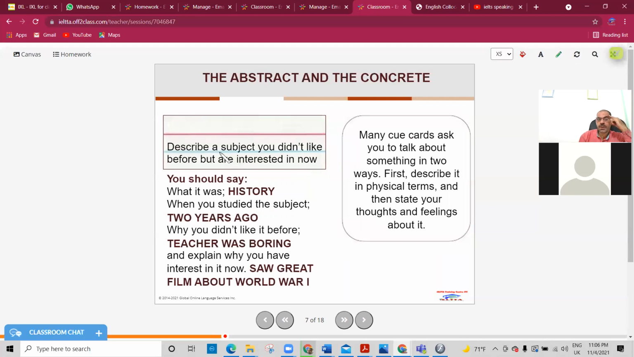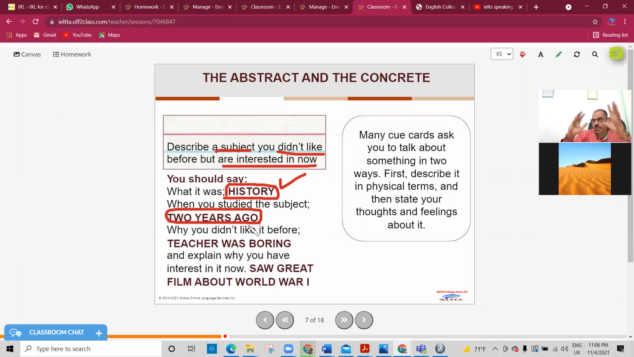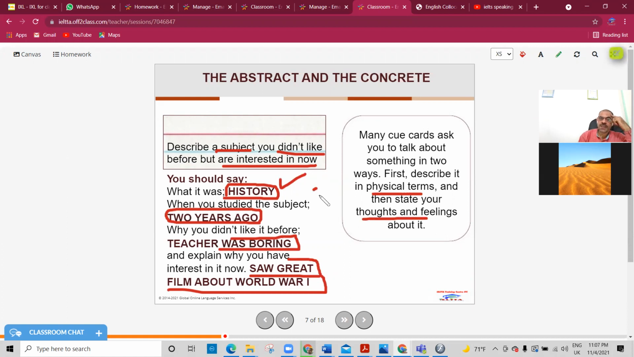Next cue card. Describe a subject you didn't like before but are interested in now. This is like a comparison. You should say what it was, for example, history. On the piece of paper, I should write history. When you studied the subject, 2 years ago. I write just the short answer to the question before I formulate it into a speaking response. Why you didn't like it before? Teacher was boring. A teacher, as usual. Why you have interest in it now? A great film about World War II. So here there are physical terms, and there should also be something to describe your feelings.